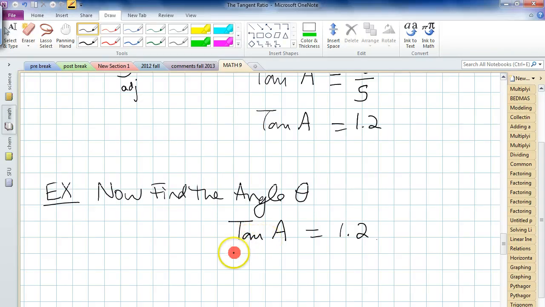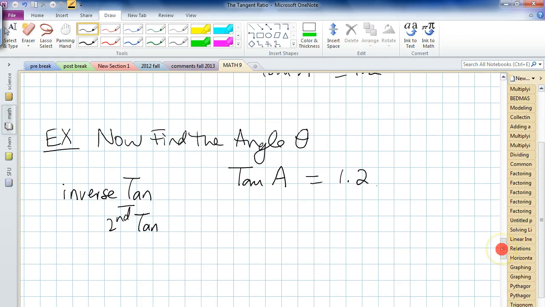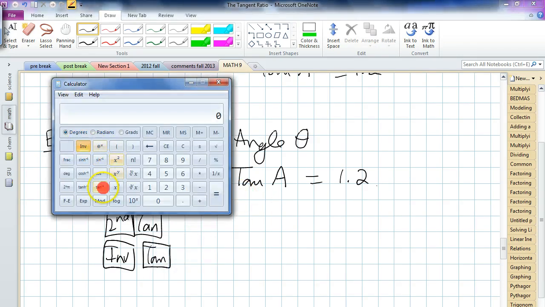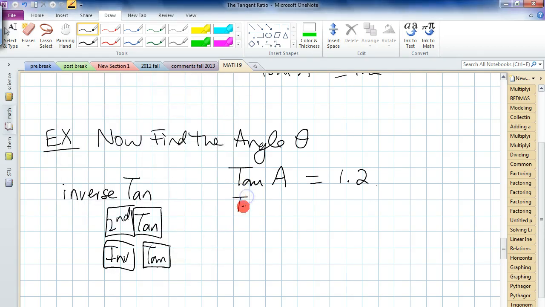If you don't understand any of that, the bottom line is, to get rid of tangent on this side, we're going to take the inverse tan, which on your calculator might be a second function tan. On my calculator, it was inverse tan. What it looks like is tan minus 1. So the opposite of tan is tan minus 1. Whatever you do to this side, you have to do to that side.